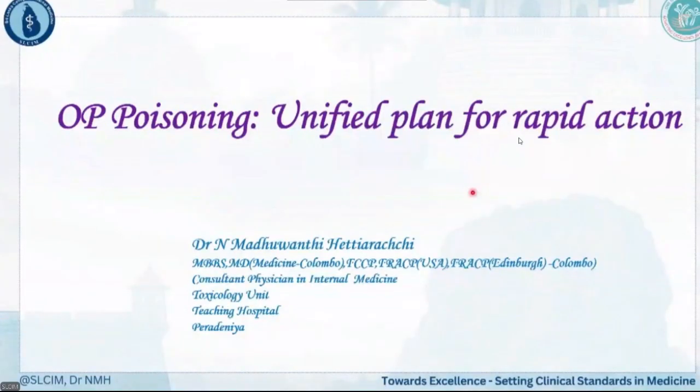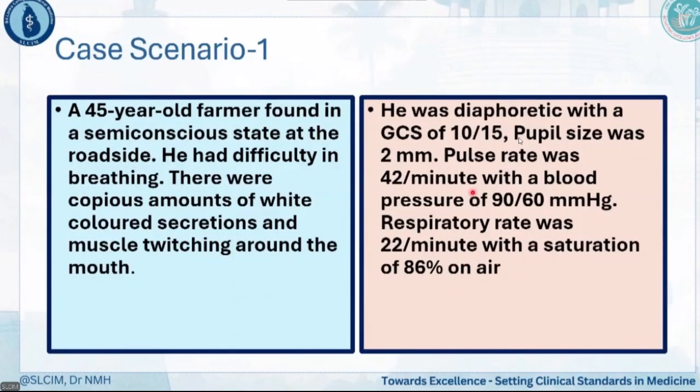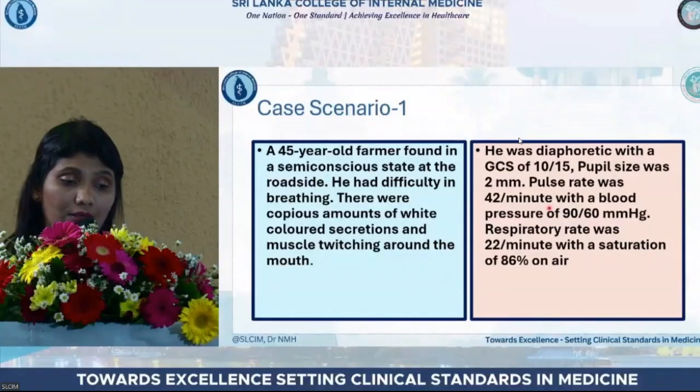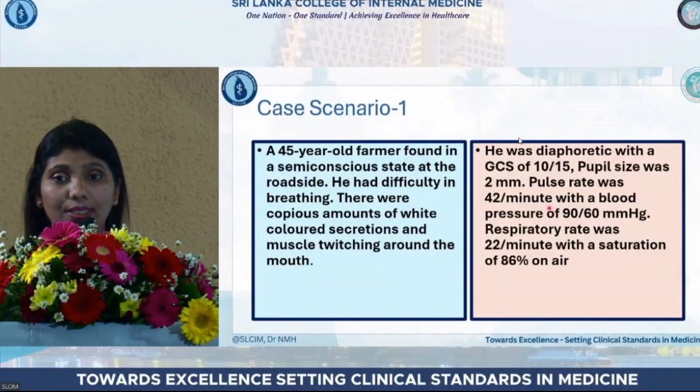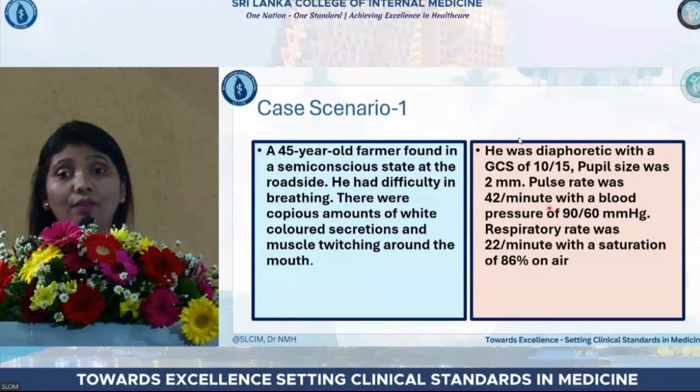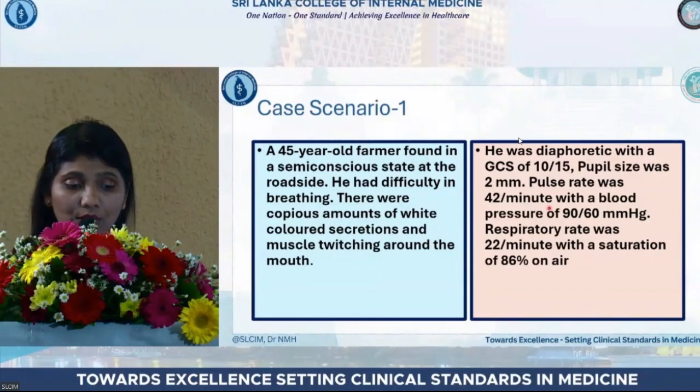Talk about organophosphate poisoning. Again, I'll talk about a case scenario first. A 45-year-old farmer was found in a semi-conscious state at the roadside, and he had some difficulty in breathing with copious amounts of white-colored secretions and muscle twitching around the mouth.